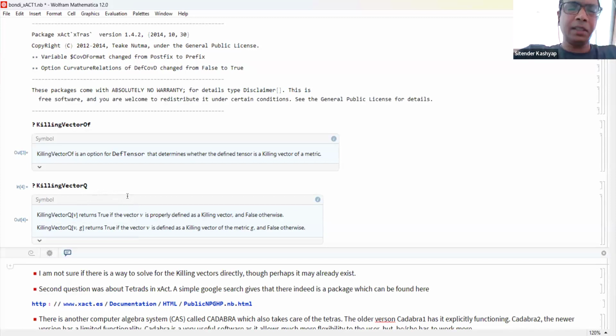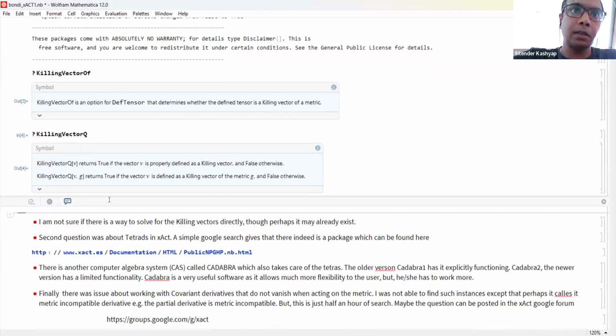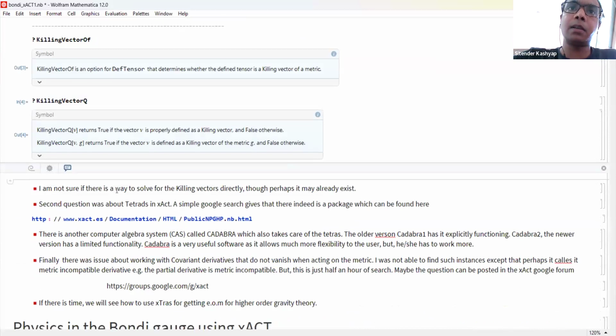So I think if one digs deeper, they can find out whether, given a metric, a vector is a killing tensor or not. But the inverse question I do not know how to answer: given a metric, how do we really go about finding killing vectors? Maybe the answer already exists. That I do not know.